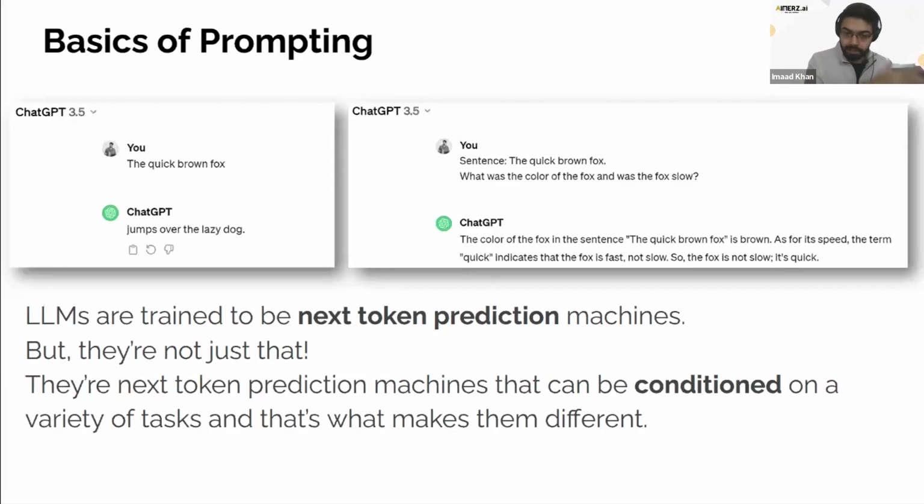So LLMs are trained to be next token prediction machines. What does next token prediction machine mean?